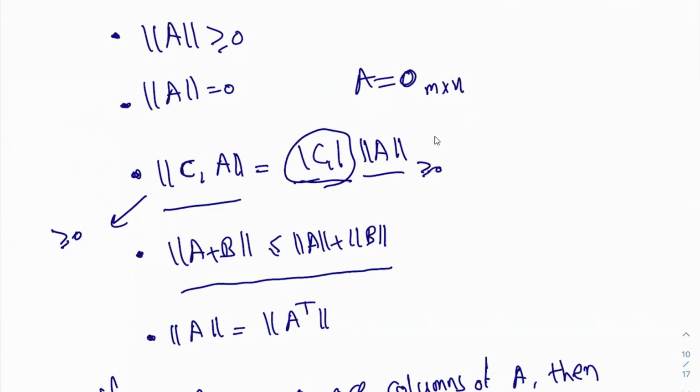It's the same thing. It's actually valid for all the norm operation. So also when A and B are matrices, the triangular inequality holds. This one is a new one. So norm of A and norm of A transpose are the same.